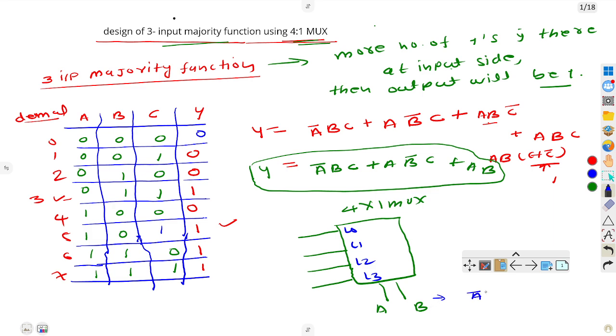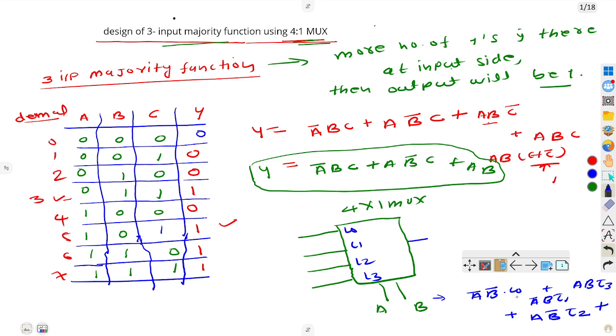That is the a bar into b bar. Then I0 will become plus a bar into b, then I1 will become, I am just writing the output expression of the four cross 1 mux, then a into b bar into I2 plus a b into I3. This way you need to write now.